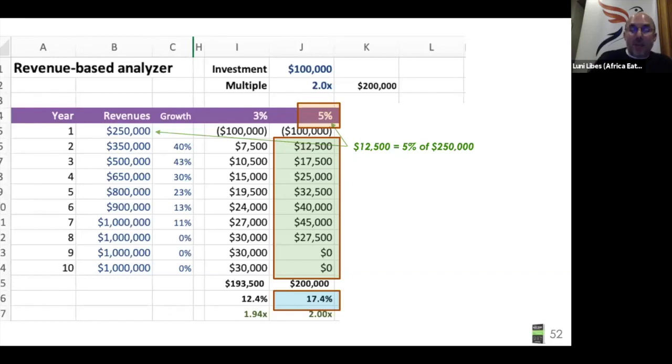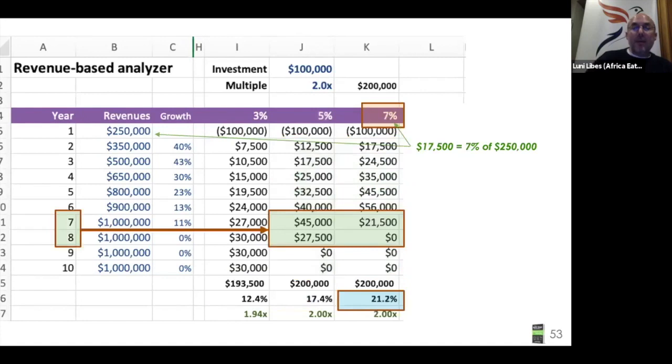So now we're in that sweet spot. We're between 15 and 20. We're right where we want to be. Well, let's just keep looking. So let's try 7%. Let's see what happens if we take 7%.